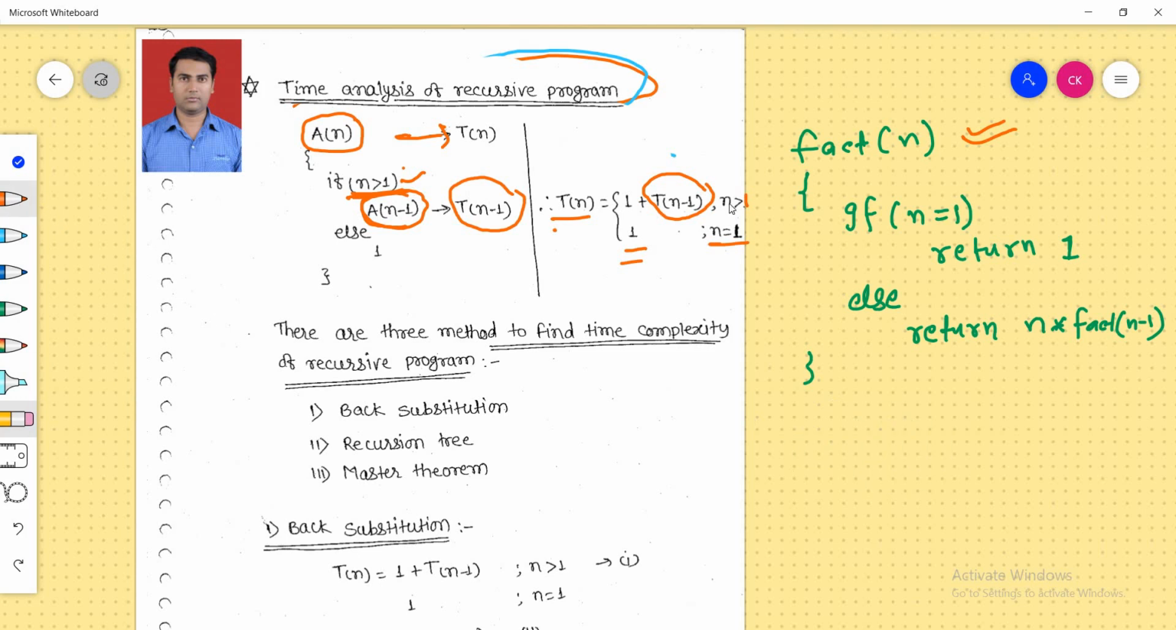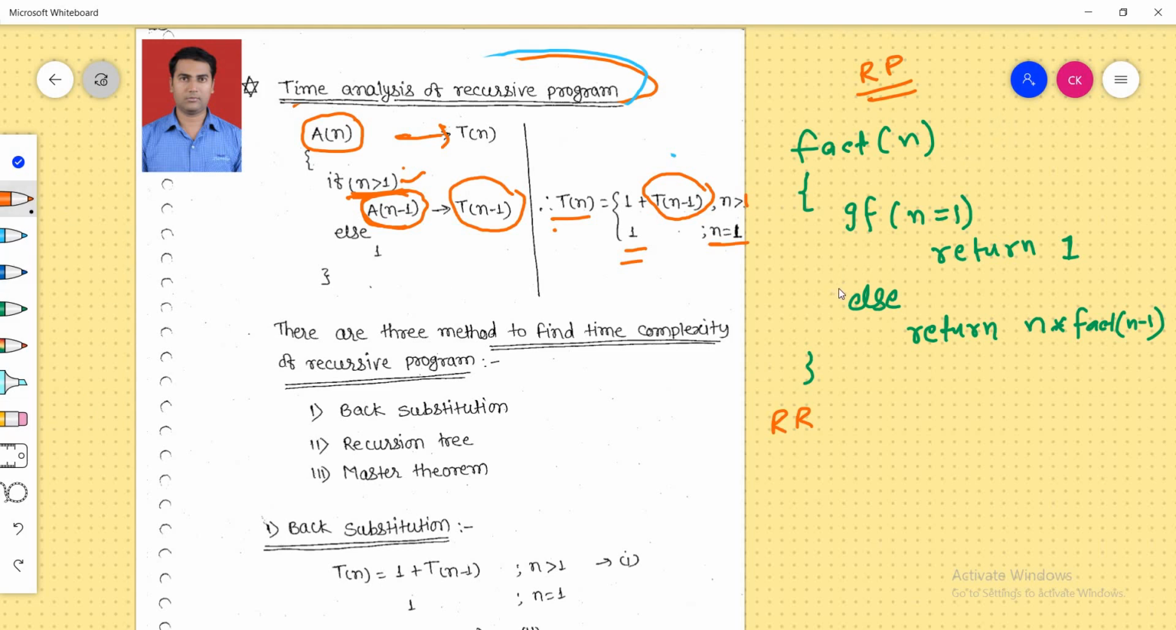So this is a factorial program. Fact of n: if the value of n is 1, then the factorial value is 1, of course, meaning factorial of 1 is 1, and else the factorial value is n into fact of n minus 1. So this is the recursive program, and now we need its equivalent recurrence relation.